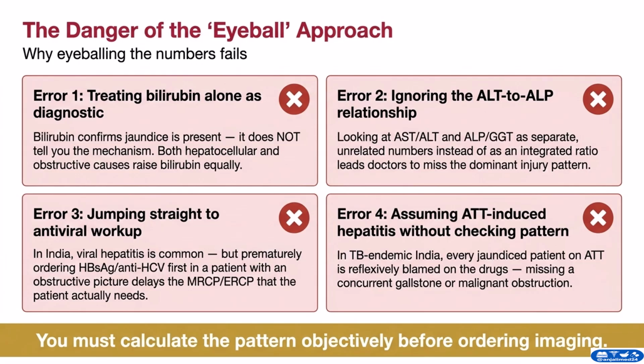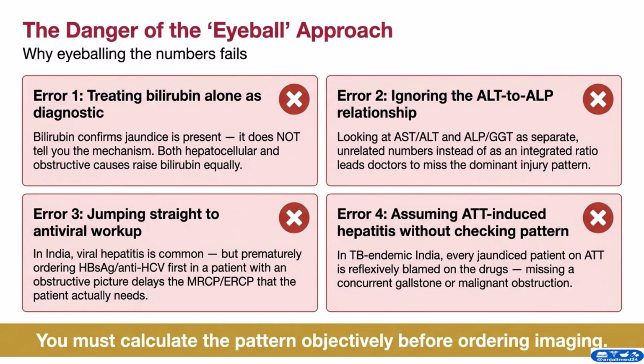Before calculating the R ratio, let's discuss one of the biggest mistakes clinicians make: trying to interpret liver function tests by simply looking at the numbers. The first mistake is treating bilirubin as the diagnosis. Bilirubin tells you that jaundice is present, but it does not tell you why it is happening. Both hepatocellular injury and biliary obstruction can produce high bilirubin levels.